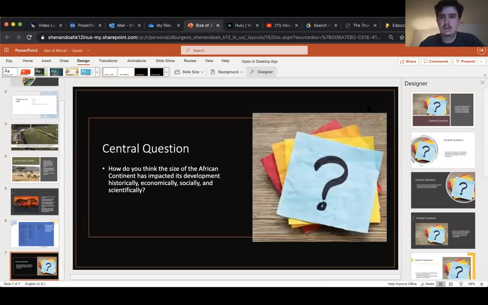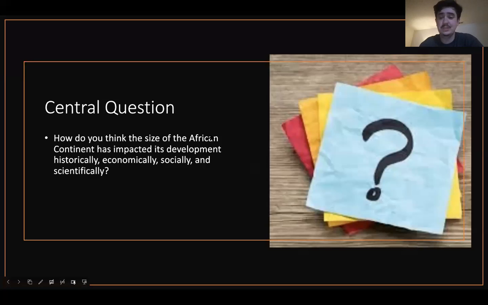So that is actually all we are going to do today. Now, you do not have to turn this question in. Hang on to your thoughts on this because we'll actually go over this tomorrow. But I want you to think about how the size of the continent of Africa has impacted its development, both historically, economically, socially, and scientifically. So think about that, and we will come back to this later in the week.